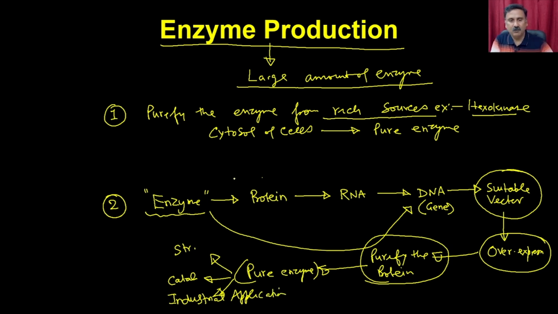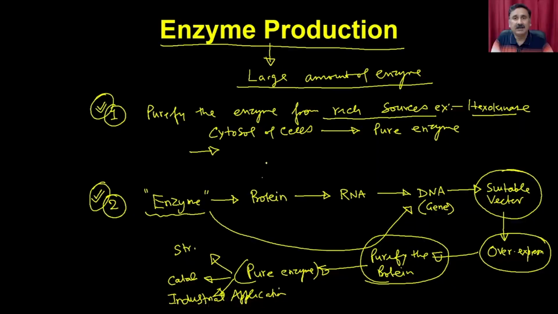Now, whether I go with approach number 1 or approach number 2, we have to have a very clear understanding. The drawback of approach 1 is that, first of all, you have to identify the rich source. The second is that you have to purify this protein using different traditional chromatography techniques, and even then the production is going to be very limited, because it depends on the amount of enzyme present in this particular rich source.